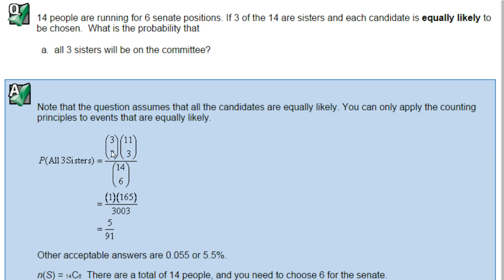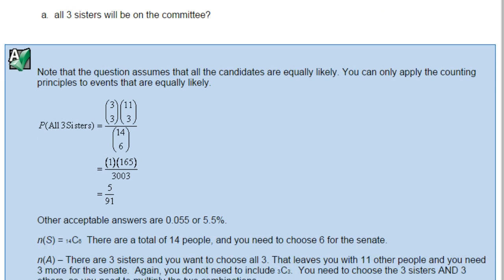So how many different ways can we choose all 3 sisters? Well, it's 1. Then we have 3 positions remaining, and we have 11 more candidates remaining. So in that case, it's 3 choose 3 times 11 choose 3, and then we have to divide it by the total sample space. So the total number of possibilities, n(S), in which case you've got 14 individuals and you're choosing 6 of them. So that would be 14 choose 6 for your divisor. So 1 times 165 divided by 3003 is 5 in 91, or 5.5%.